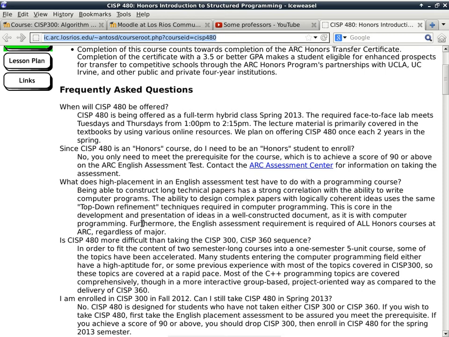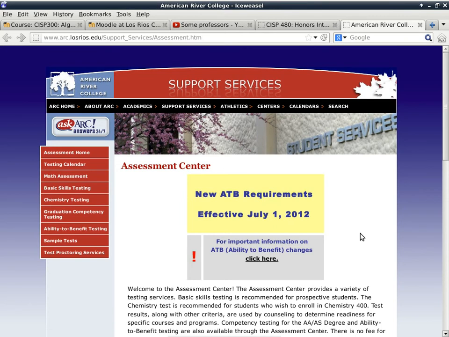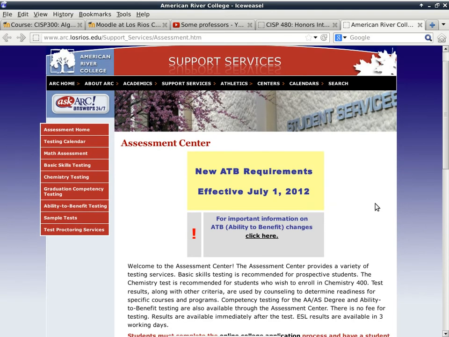What you need to do is take the English assessment test if you haven't taken it already, and they're open. I've got a link here, and it's walk-in, so you don't have to make appointments. It's all done on the computer, and you get your score right away. If you don't pass it at 90 or above, your decision's been made. You're in the right place. Just stay here and don't worry about it.